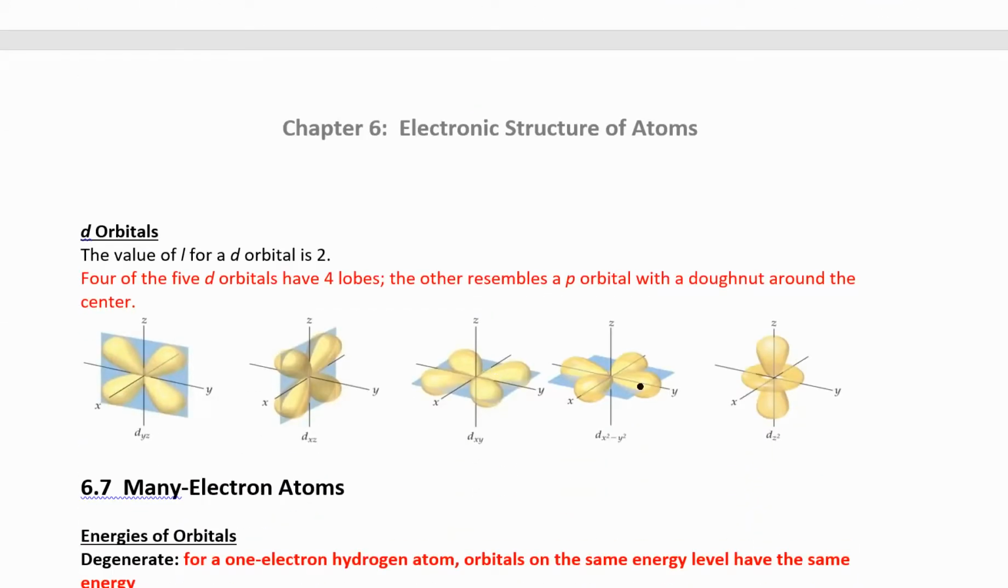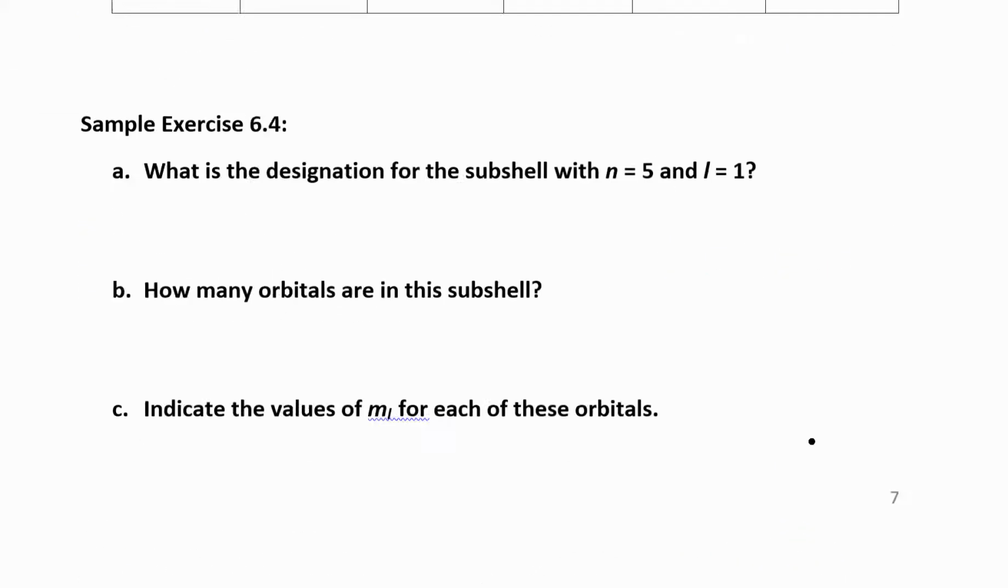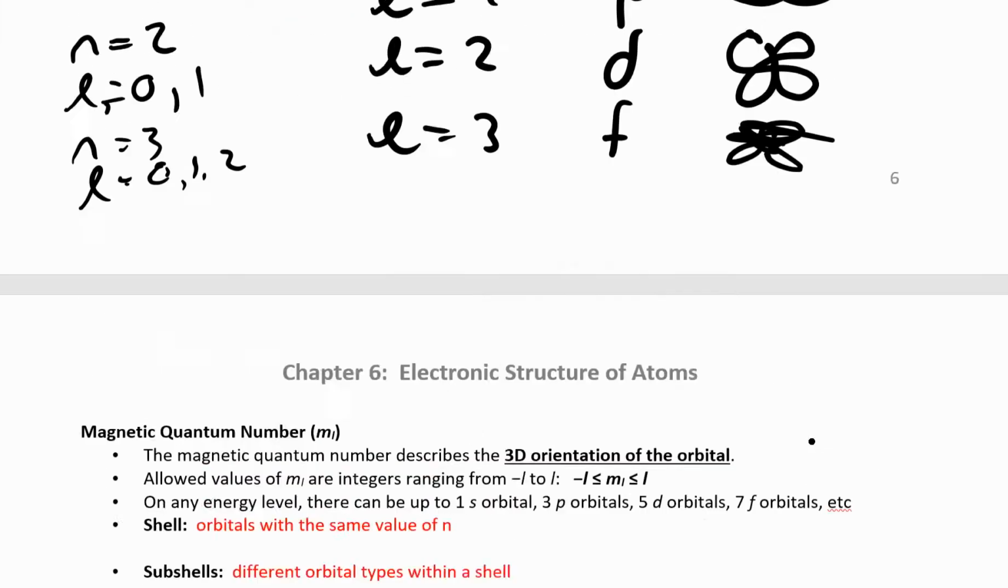And then I have 5 different d orbitals. Some of these are on the axes, some are between the axes. It's weird, dz squared. And then F, there are 7 of those. So you have different orientations in space. That's the last quantum number.